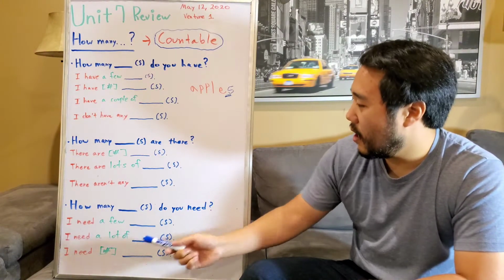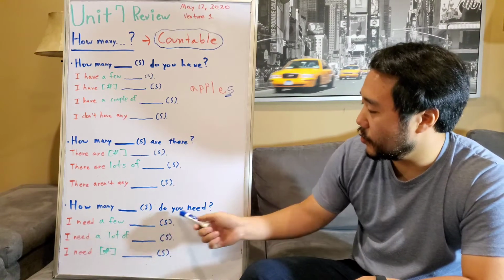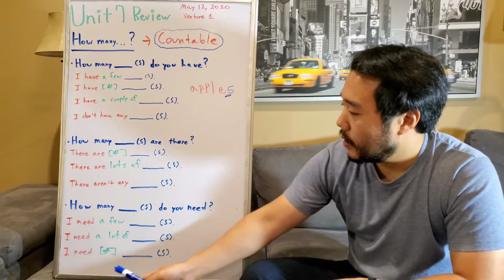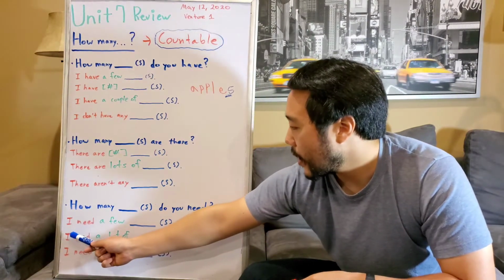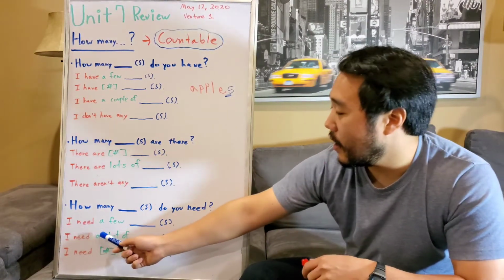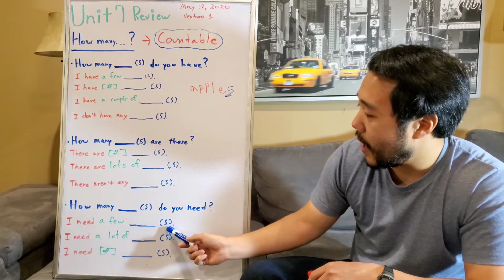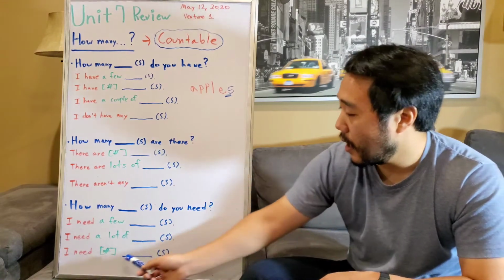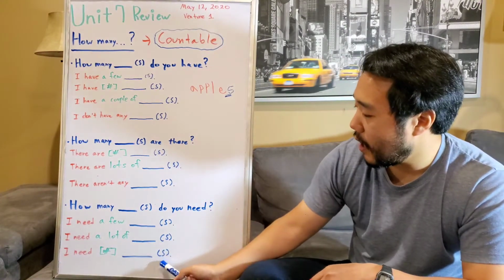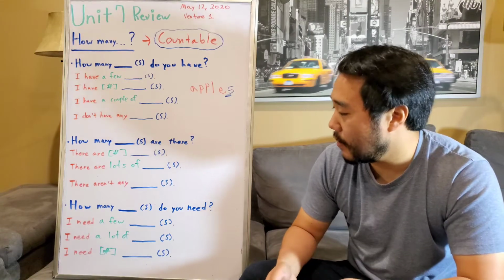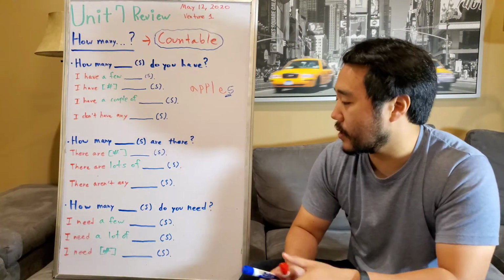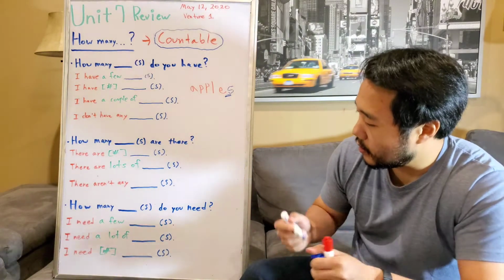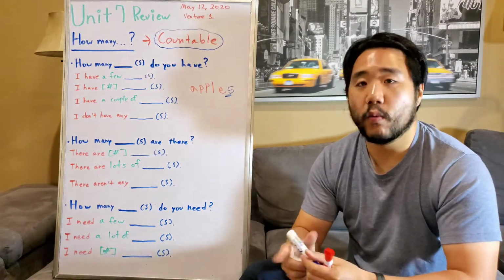Next one, how many blank do you need? So how many apples do you need? Here I have a few sample answers. I need a few apples. I need a lot of apples. I need 3 apples. And as I said before, if we have only 1 apple, we can say I need an apple, A-N. So you can say I need 1 apple.